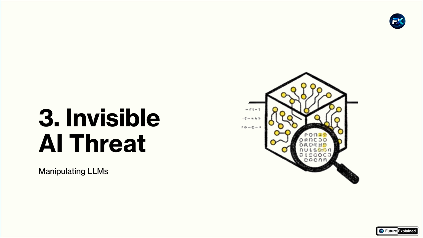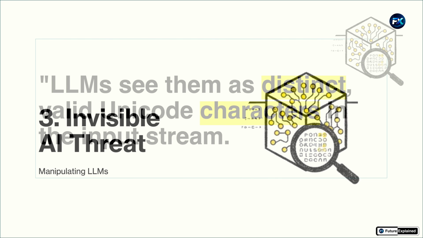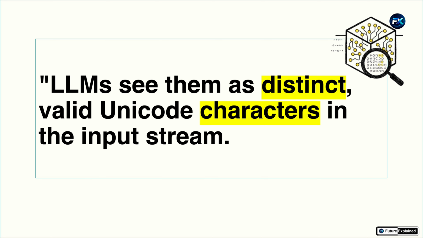Section 3. The invisible AI threat. Manipulating large language models. Now, here is absolutely the most crucial point to understand. Unlike human reviewers who only see the rendered, visible English text, AI models tokenize and read text at the raw Unicode character level. They see the underlying digital fabric. Because zero-width characters are entirely valid Unicode, the AI perceives them perfectly.